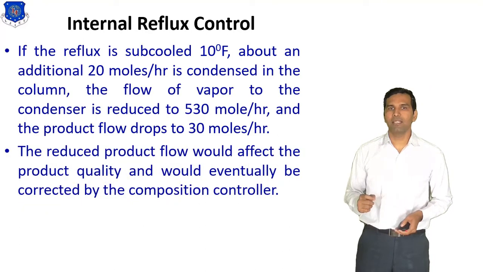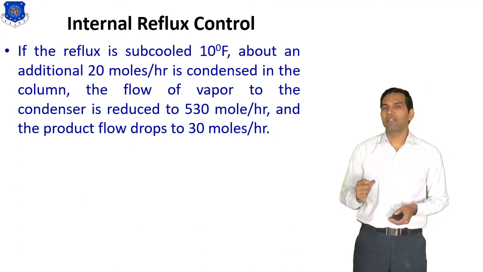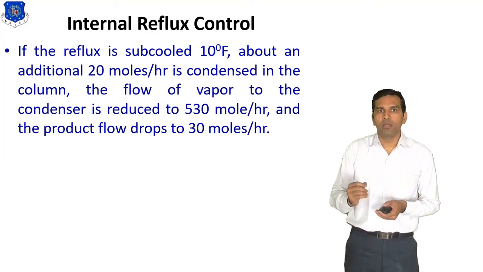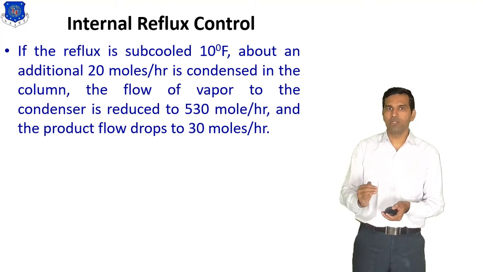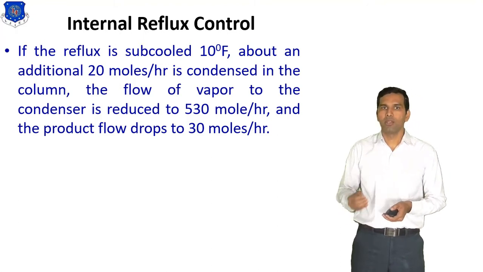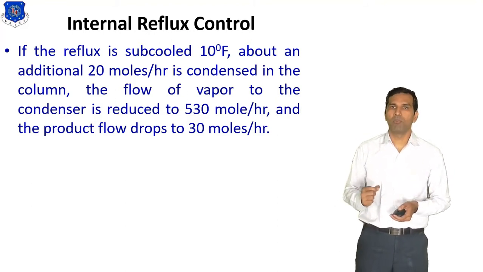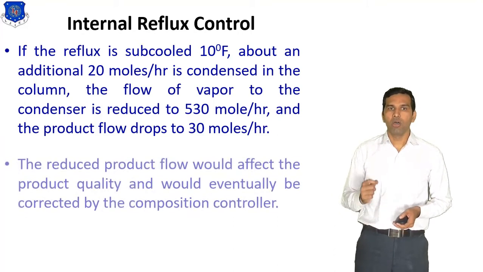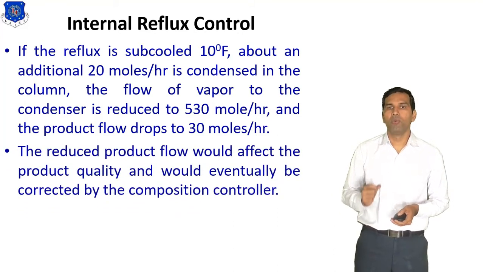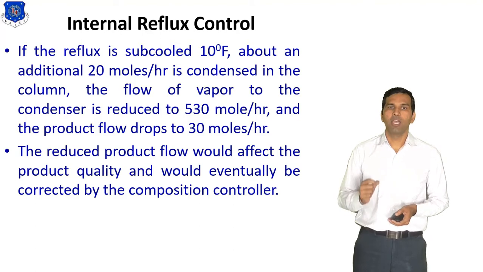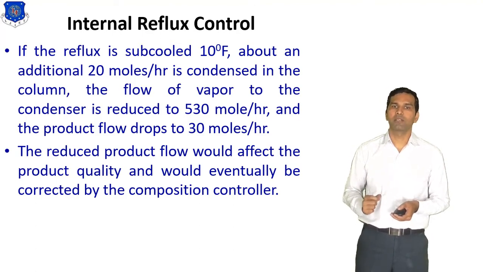Now we understand the change. If the reflux is subcooled by 10 Fahrenheit, about an additional 20 mole per hour is condensed in the column. The flow of vapor to the condenser is reduced to 530 mole per hour due to the change in temperature, and the product flow dropped to 30 mole per hour. The reduced product flow would affect the product quality and would eventually be corrected by the composition controller.